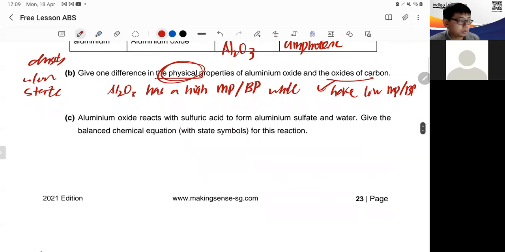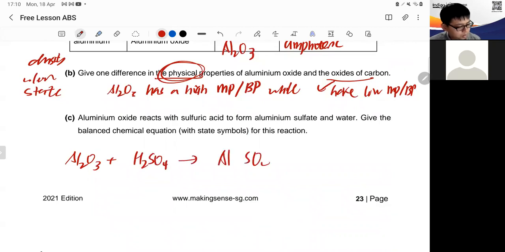Okay, another balancing equation. Aluminum oxide reacts with sulfuric acid to form aluminum sulfate and water. Give the balanced equation. I hope you realize that because of this, I can do a crisscross.